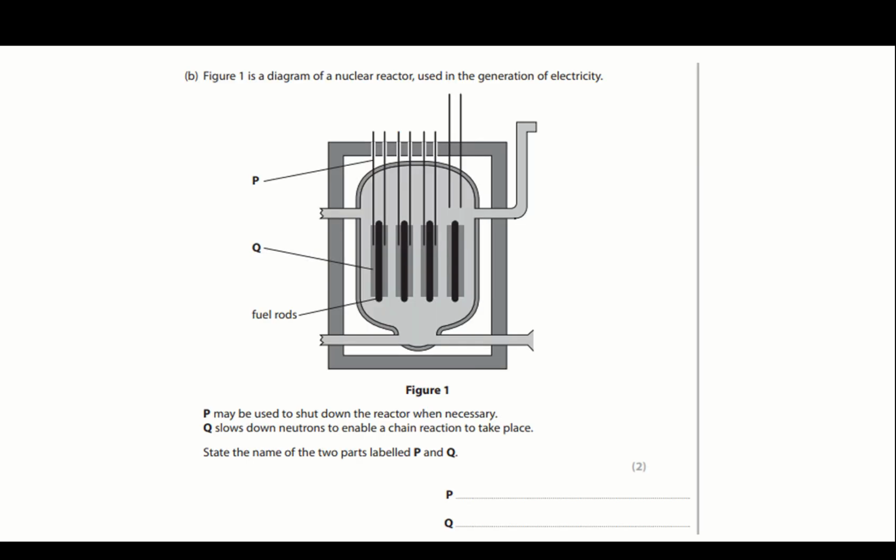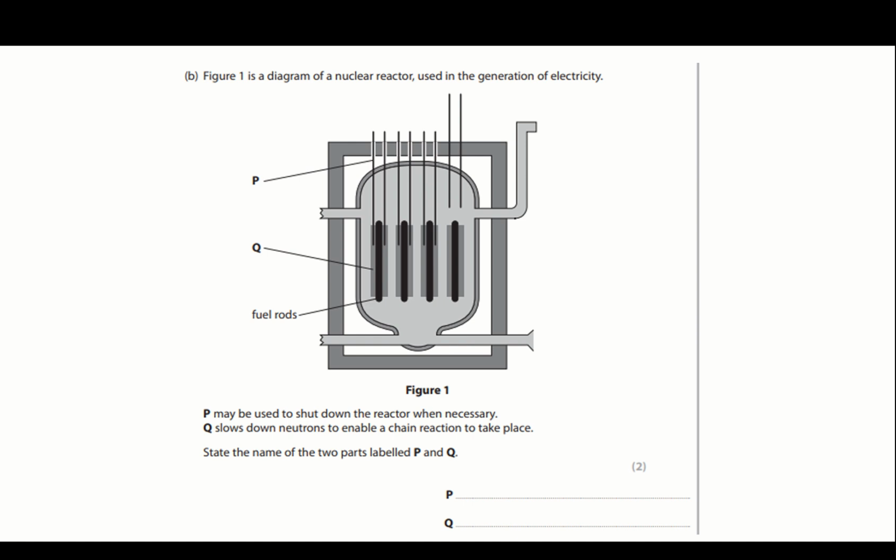So on to the next one. We've got a picture of a nuclear reactor and it's asking us to identify P and Q. So we said, well, we've got nuclear fission taking place in here, producing lots and lots of neutrons. And because it's making lots of neutrons, we need to control that in some way. Otherwise, our nuclear power plant is a nuclear bomb, which is a bit of a disaster.